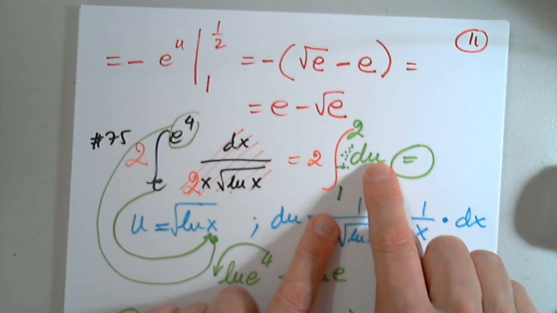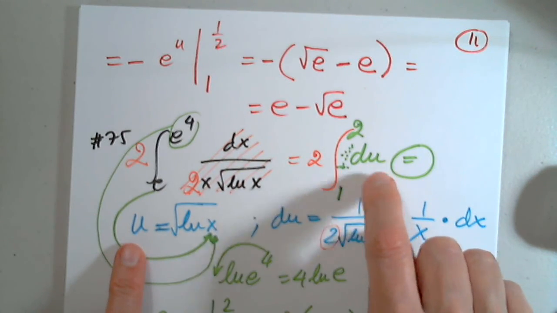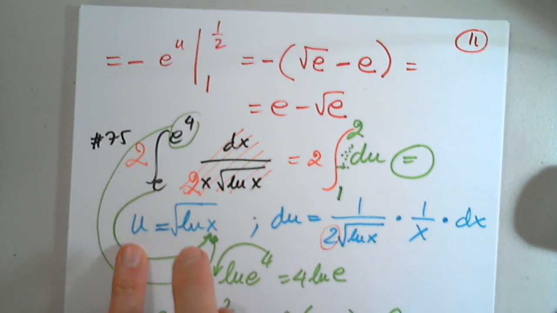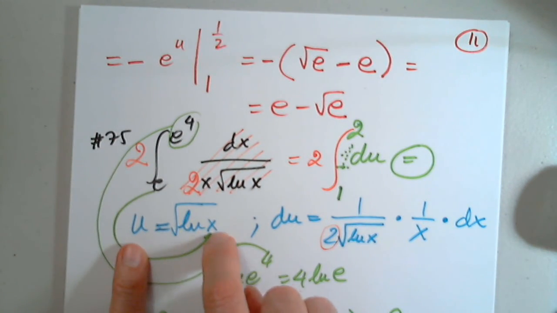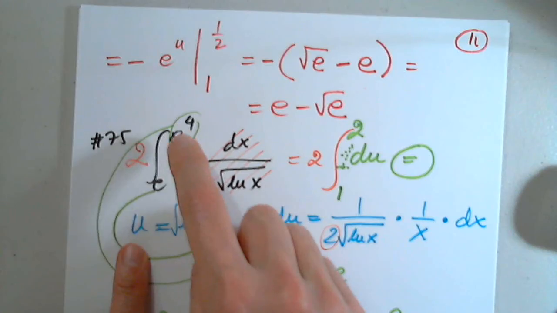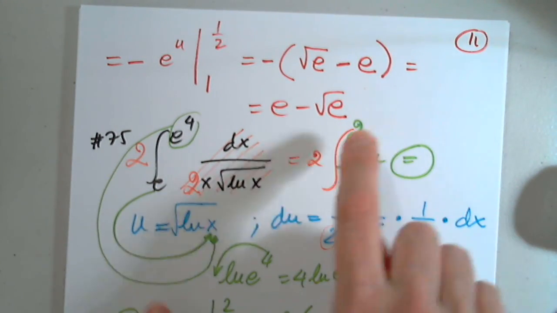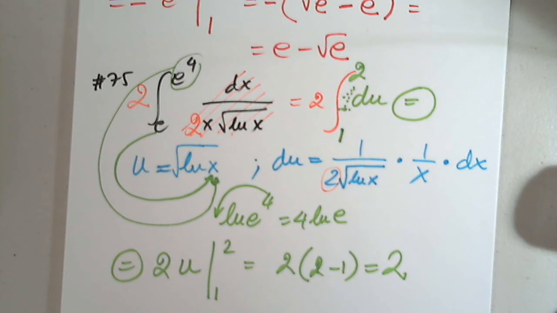But now you have u. So you need limits of integration, the lower and the upper. For u, when the lower limit is e, we get 1. When the upper limit is e to the fourth, we get here 2. And that's how we proceed. That's the only difference. Okay, ready. Anything else you would like to choose?